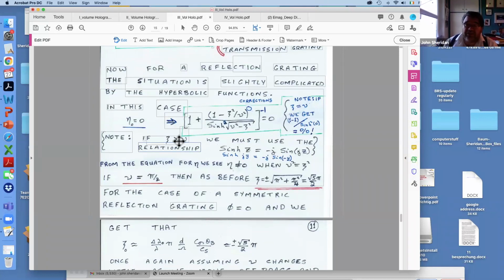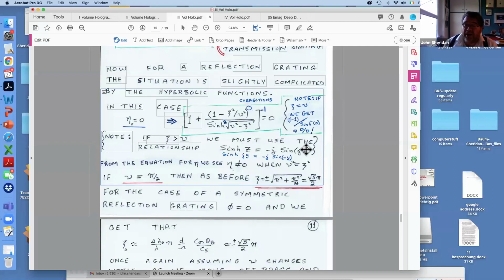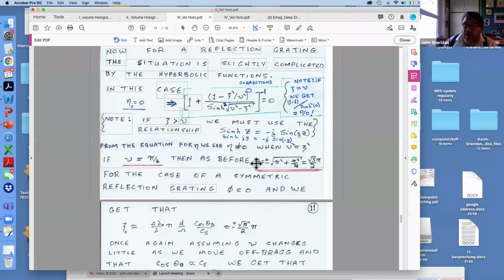And if zeta is greater than that, we must use the hyperbolic sine of z is equal to this expression. So this is a standard conversion from the hyperbolic to the trigonometric. So sine of j times y is equal to minus j sine minus y. And from the equation for eta, we see that eta is not equal to 0 when nu squared is equal to zeta squared. If nu is equal to pi over 2, then as before, we're going to get an expression which looks like this.